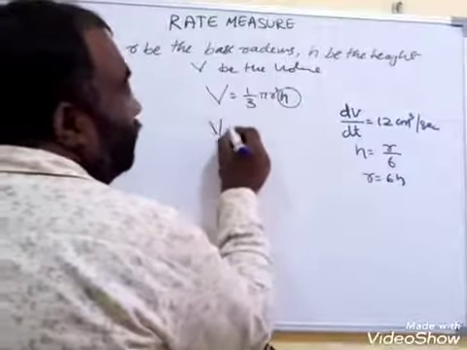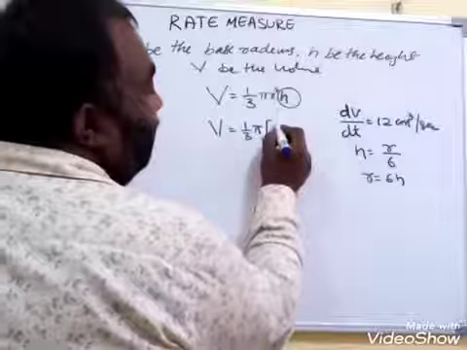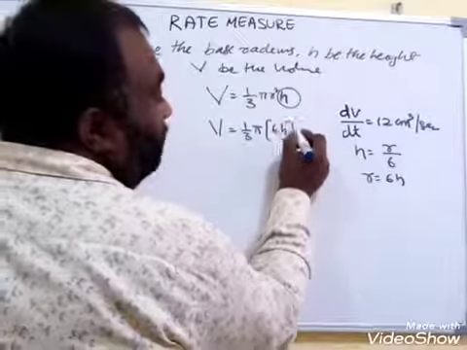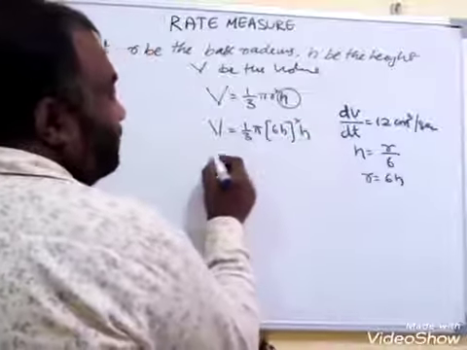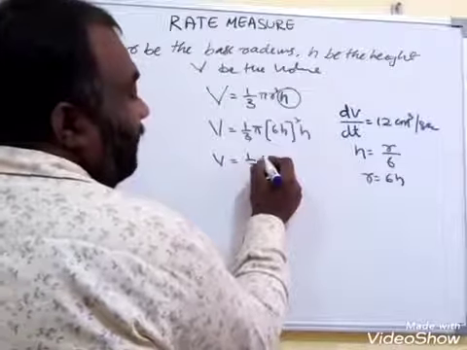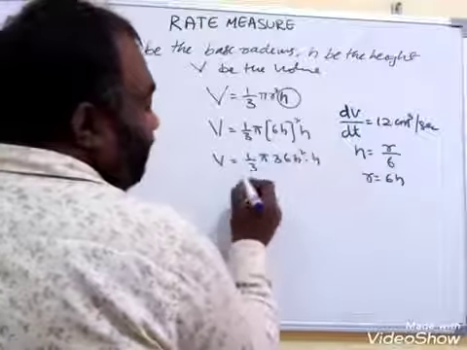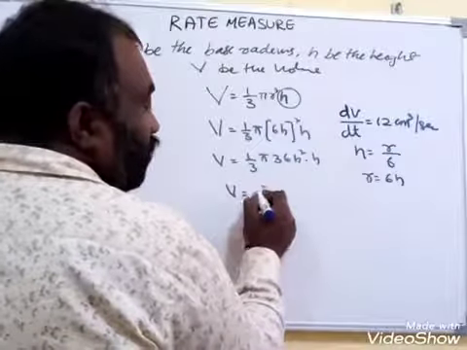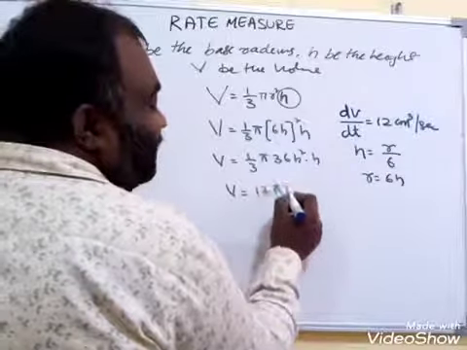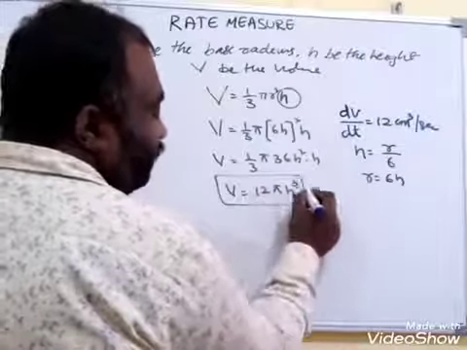V is equal to 1 by 3 pi r square. Instead of r square, we can write (6h) whole square into h. 6 square is 36. Therefore, 1 by 3 pi into 36 h square into h. The 3 cancels with the 36, giving 12. Therefore, V is equal to 12 pi h cube.